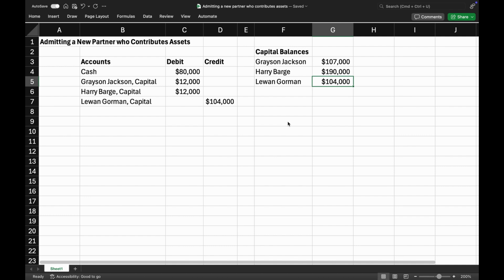And there you go. That's all you need to know about the basics for admitting a new partner who contributes assets. Obviously, this is not super detailed as this is just for a basic Accounting 2 or Managerial Accounting class.